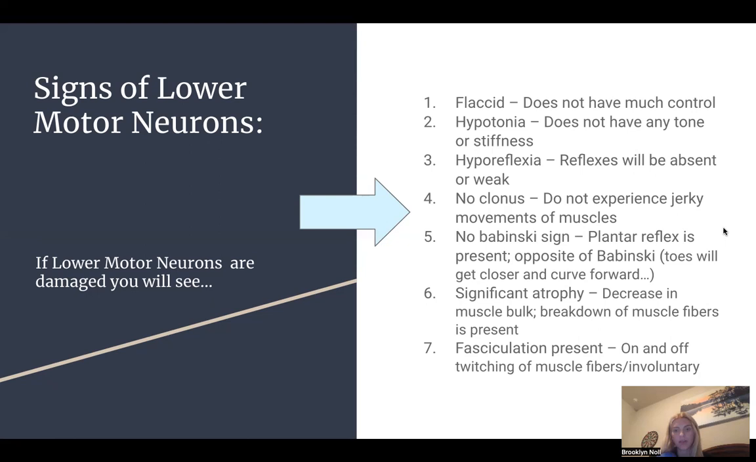And then six, significant atrophy. It is a decrease in muscle bulk, and it's basically just a breakdown of muscle fibers. And then lastly, fasciculation is present, and that is on and off twitching of the muscle fibers and involuntary movements.